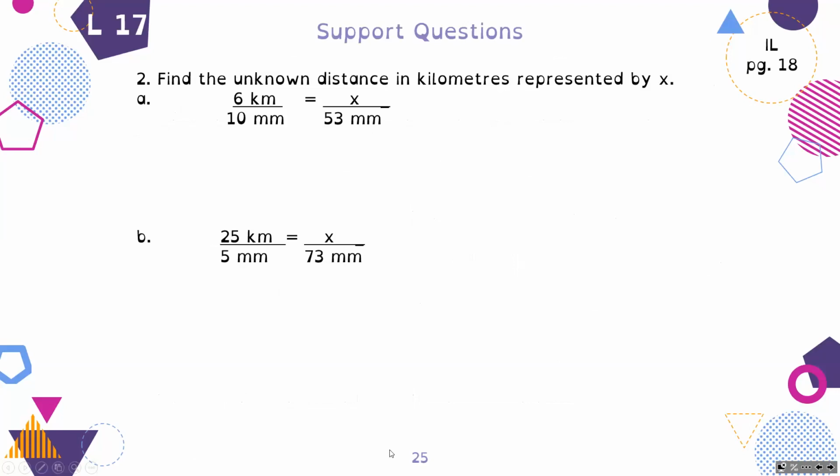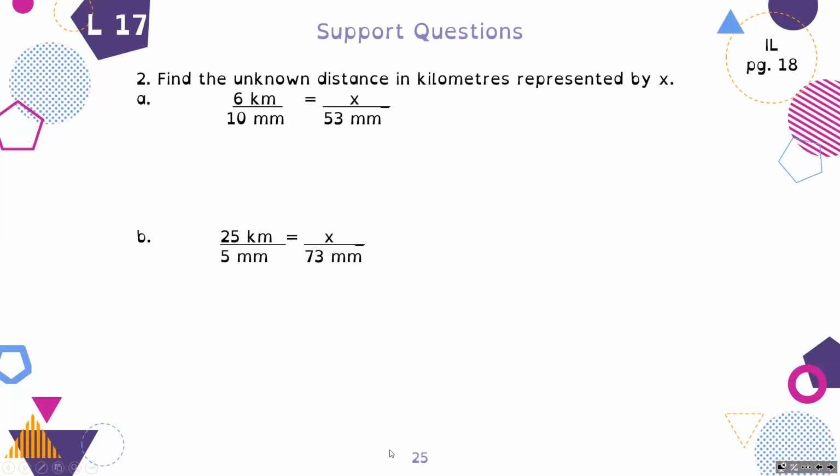All right, so here is some practice to find an unknown distance. So we haven't measured, but we've just been given the ratios. So for number 2 on page 18, find the unknown distance in kilometers represented by X. So we have 6 kilometers to 10 millimeters. So that means that on a map, 10 millimeters, so 1 centimeter, is equal to 6 kilometers in real life. So if we've measured 53 millimeters, 5.3 centimeters on our map, we're wondering how big is that distance in real life?